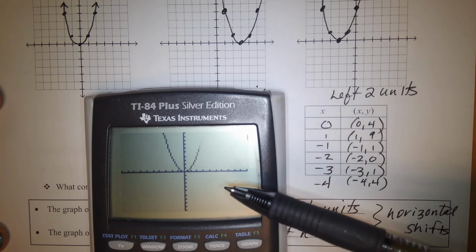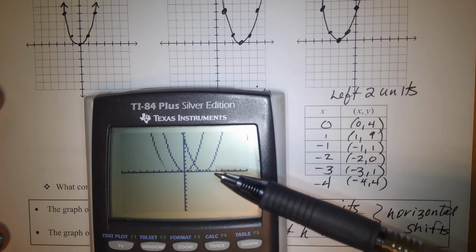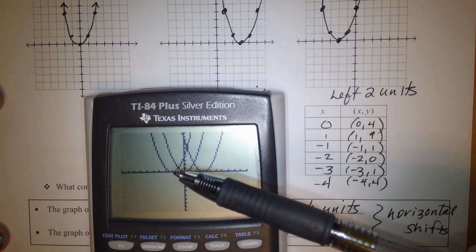Here's the original x squared. Here's the minus 3, which means it moves to the right. And then here's the plus 2, which moves it to the left.